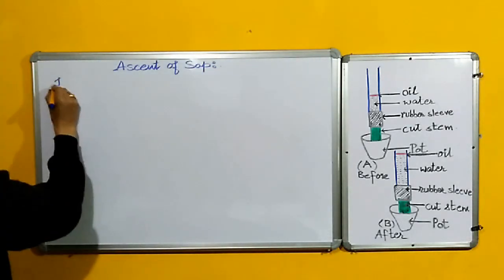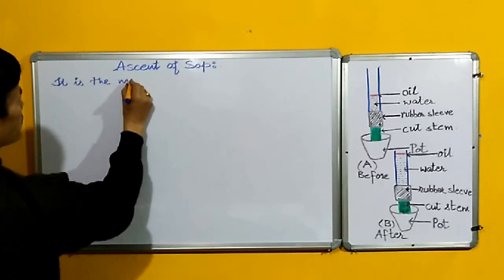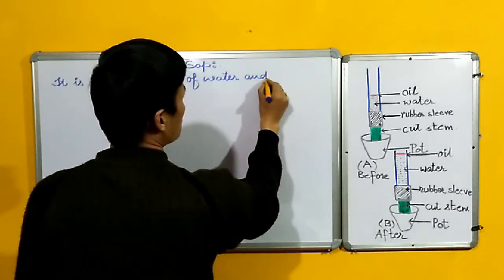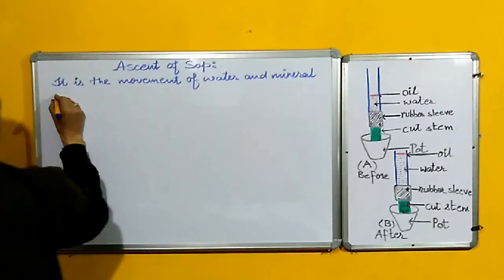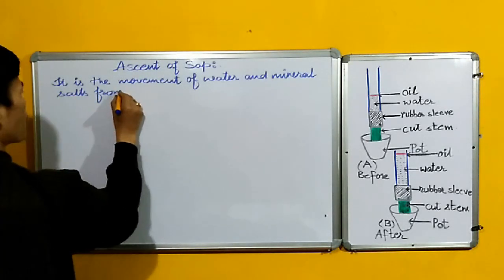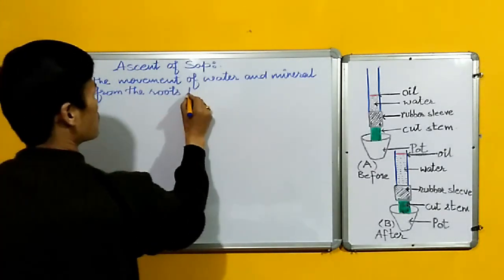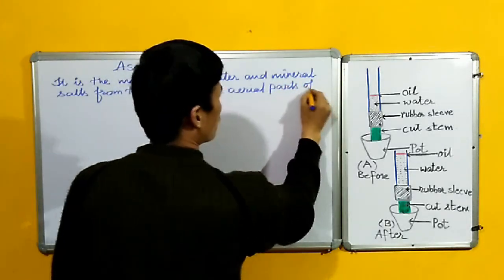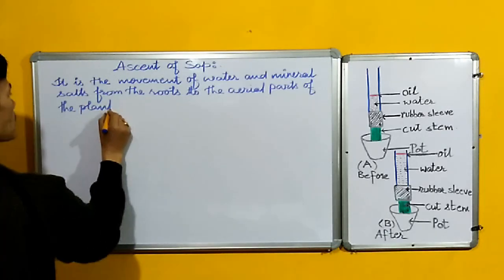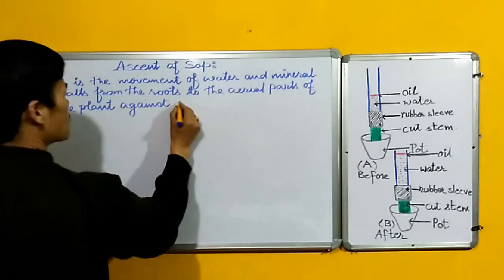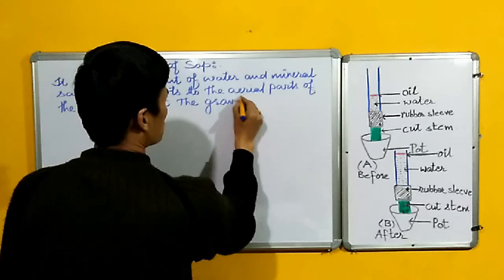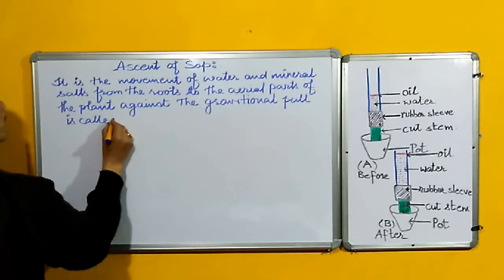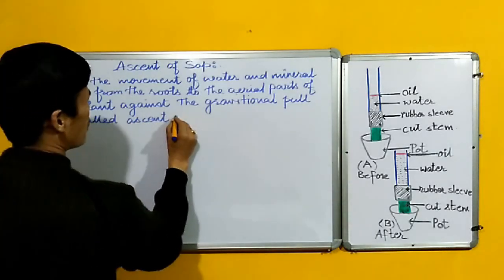Now, ascent of sap: the movement of water and mineral salts from the roots to the aerial parts of the plant against the gravitational pull is called ascent of sap.